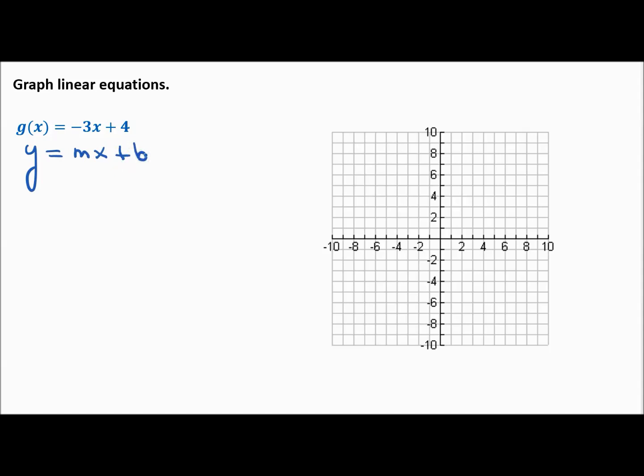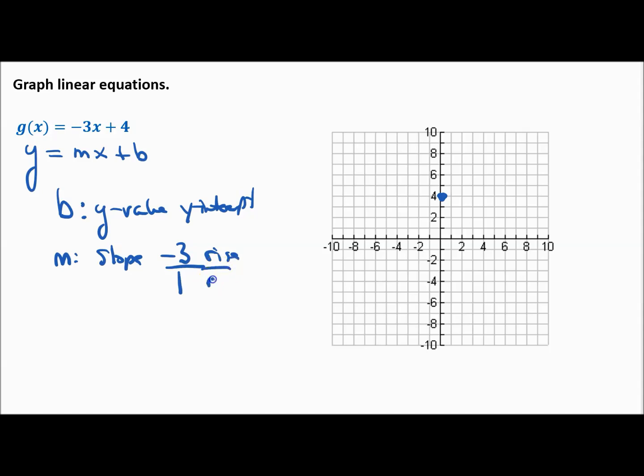It's already given to us in the format that we need, which means b is the y value of the y-intercept. So we could plot that point, 4, and then m, remember, is your slope, and that's negative 3. Now, we could put that in fraction form, and remember that is rise over run. So from our point 4, we're going to rise negative 3, which essentially means we go down 3.